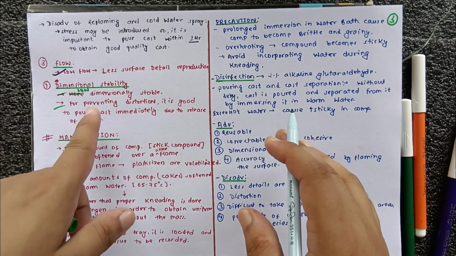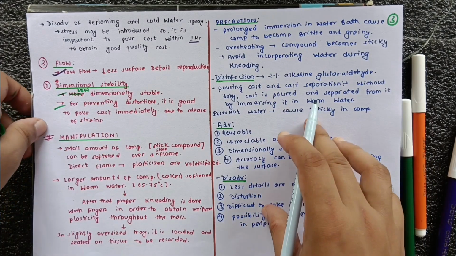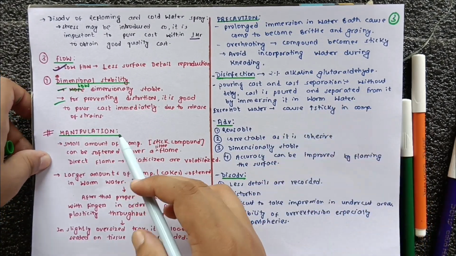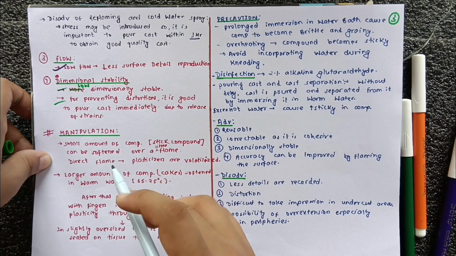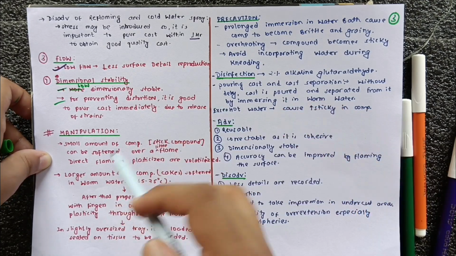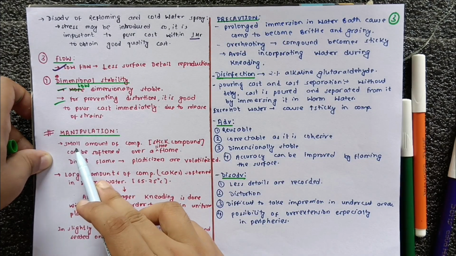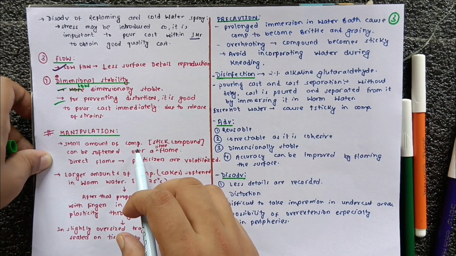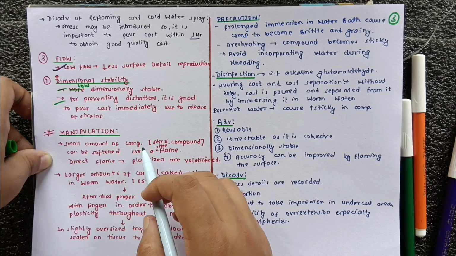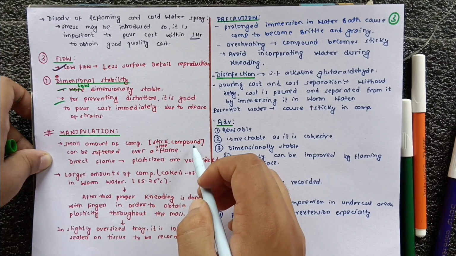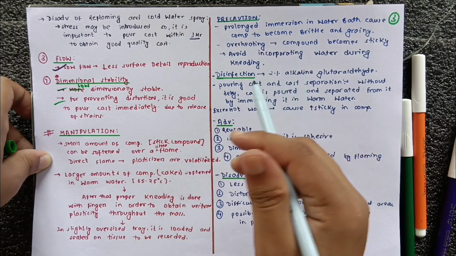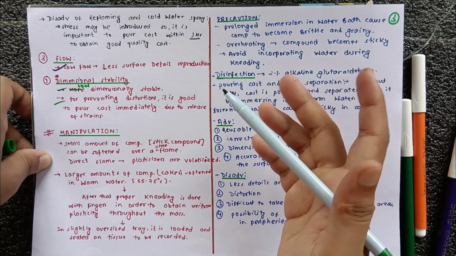So we have completed the properties of the impression compound, and after that, in the manipulation section, it is very easy to understand. I will first recite this and then I will tell you. In the first point, as I have written here, a small amount of the compound can be used, that is the stick compound. The stick compound I have shown previously.